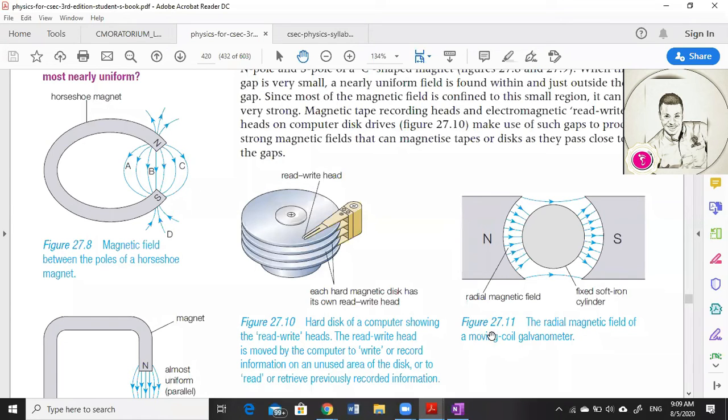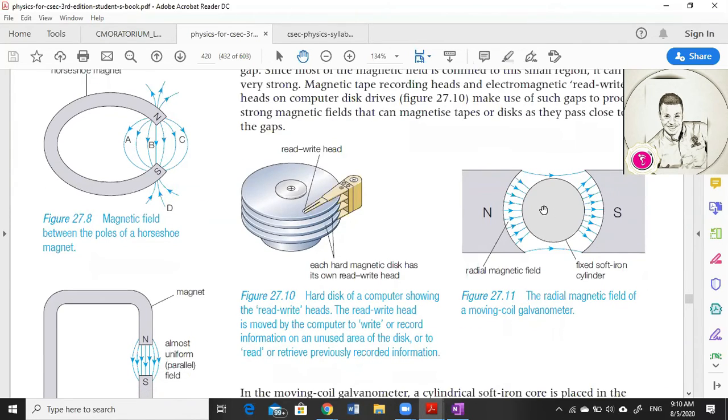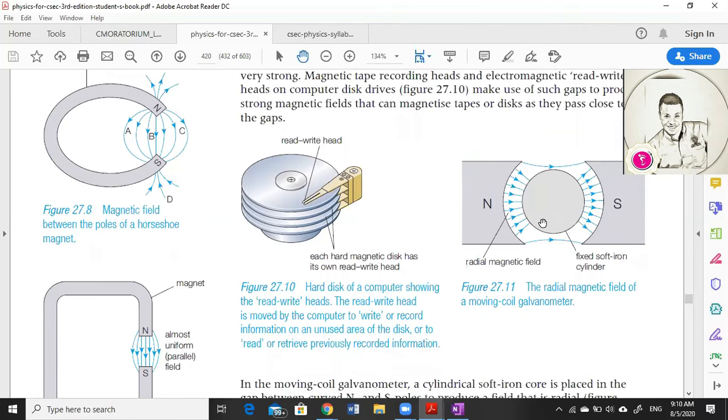This thing here, figure 27.11, radar magnetic field. So a magnetic field can go in a circular pattern, as what you're seeing here. This one would be non-uniform because it's not going straight down. Later on we'll see how this works when you have a magnet rotating around a fixed object, like a particular soft metal. So that's how motors work. We'll talk about that at some point.